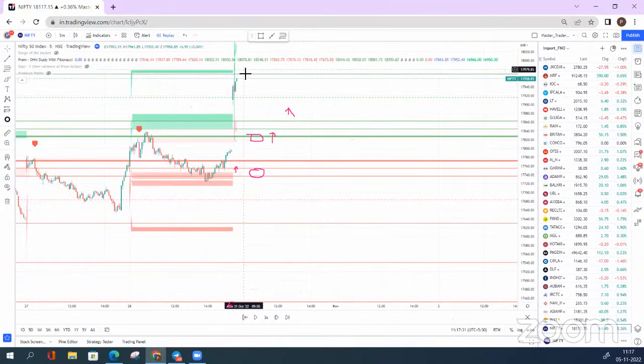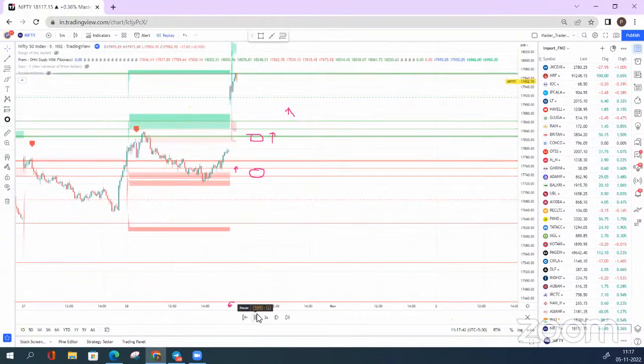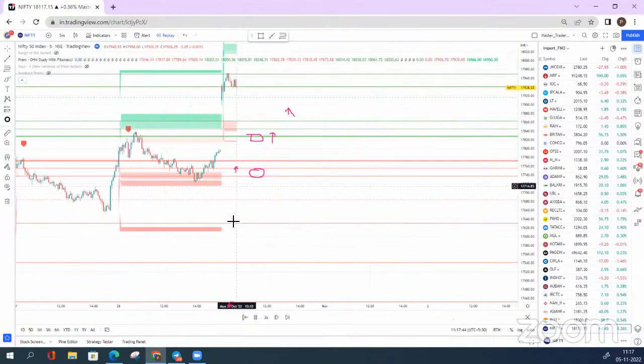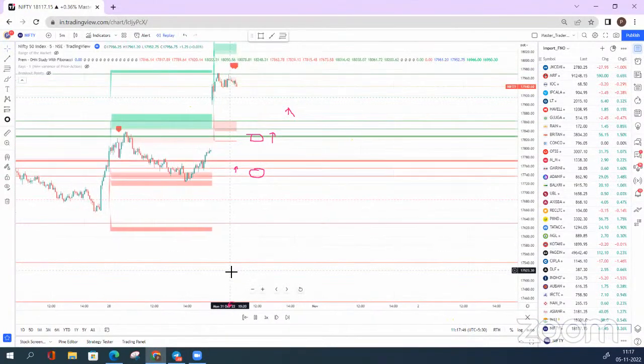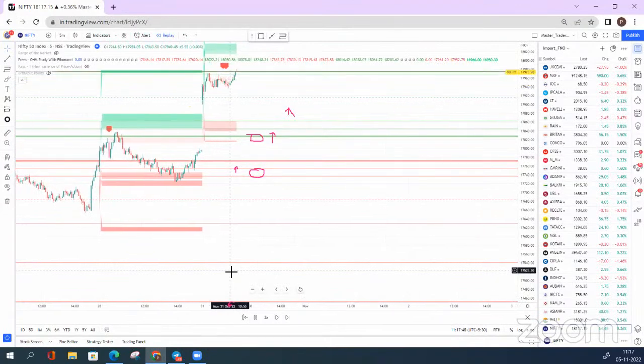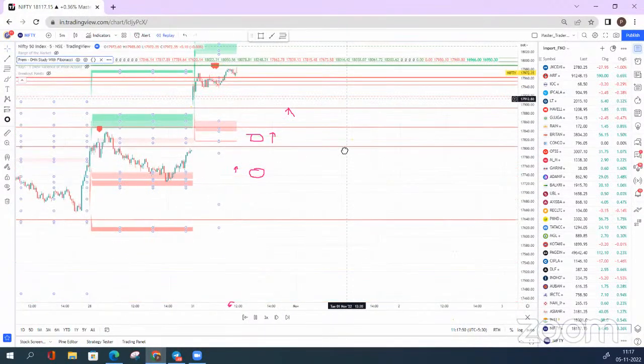Once this level is crossed, let's say tomorrow the next day opens above the third level. So what is the target from here? We have a target of this, correct? It hit the target and started to come down. So that's how you need to work.